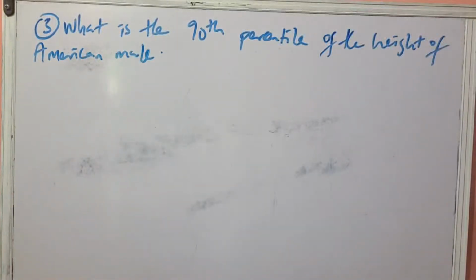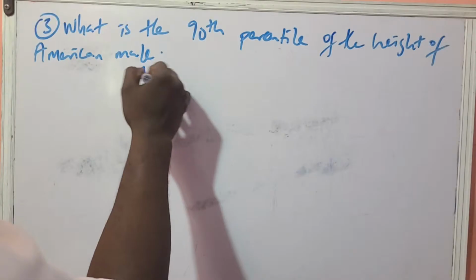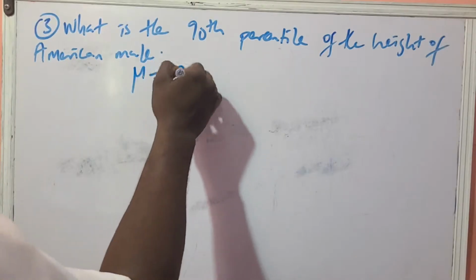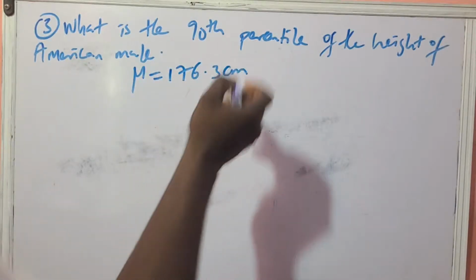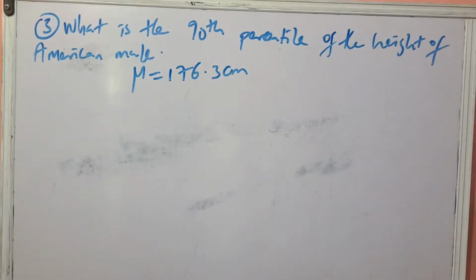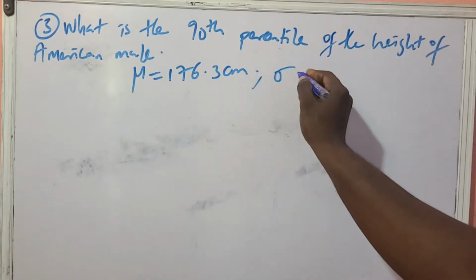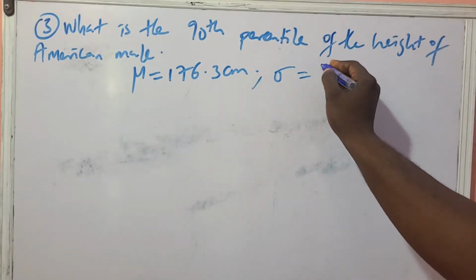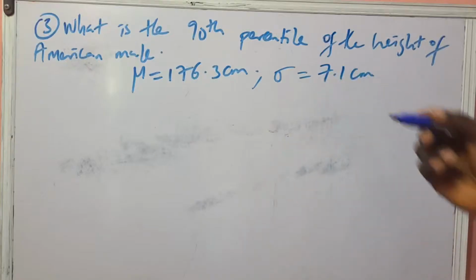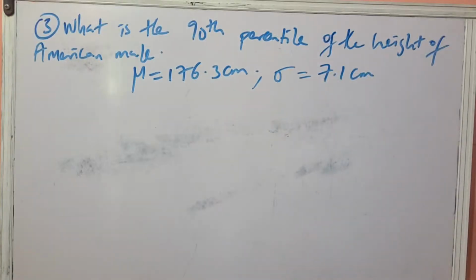Now, I would have to give you guys the data that has to do with this question in case you don't have it there. So for this particular question, we're told that the mean was equal to 176.3 centimeter, and the standard deviation was equal to 7.1 centimeter. All right, these were the parameters we were given.